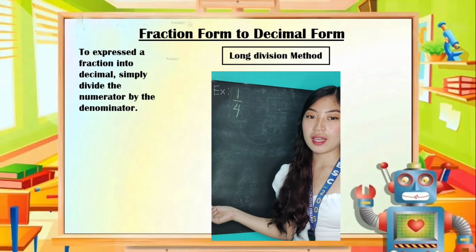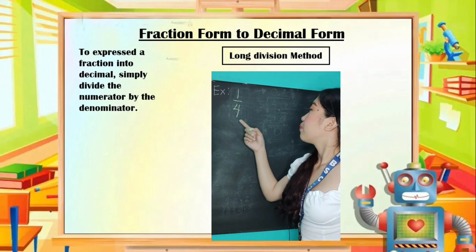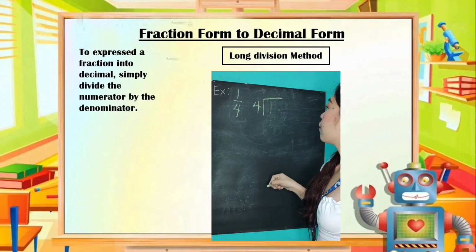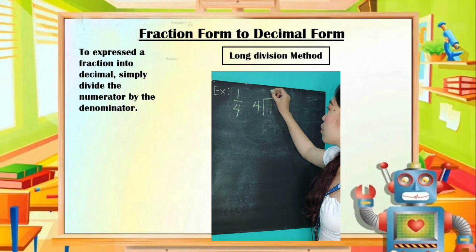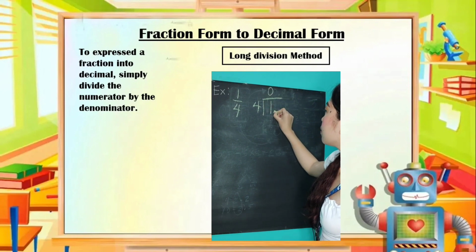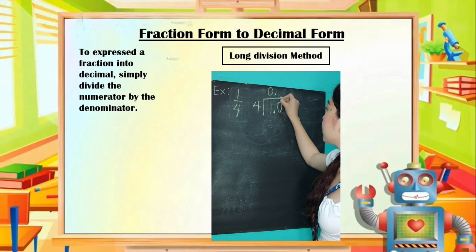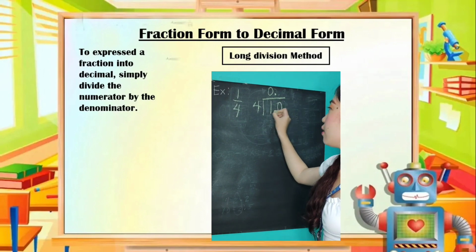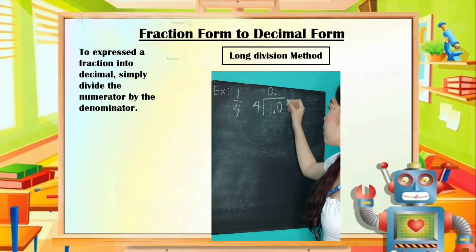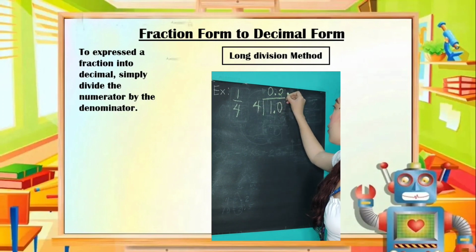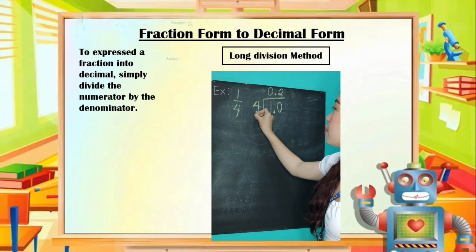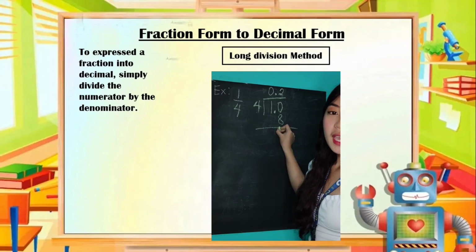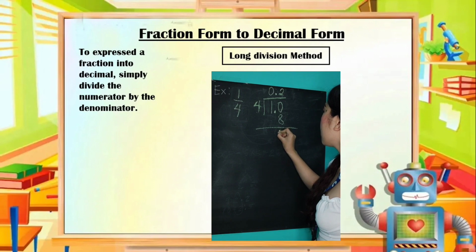1/4. So we're going to divide the numerator by the denominator. So 1 divided by 4. Since it cannot be, we're going to put 0 and a decimal point, add a 0, so it becomes 10. So 10 divided by 4 is 2. So 2 times 4 is 8. So the remainder is 2.